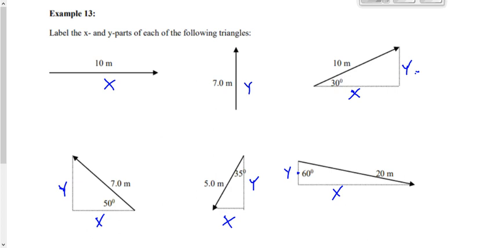Knowing which is x and which is y is the first step. Doesn't do you any good to be able to calculate these sides of the triangles if you don't know which one is x and which one is y. That's the first step.